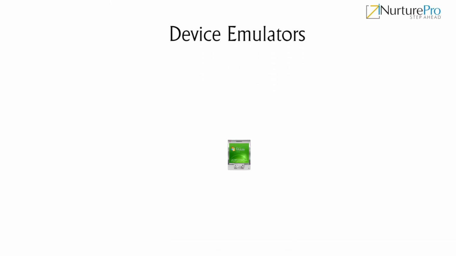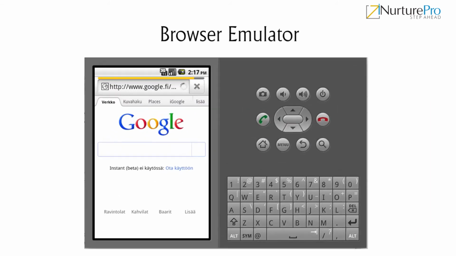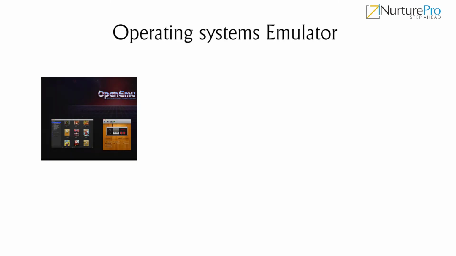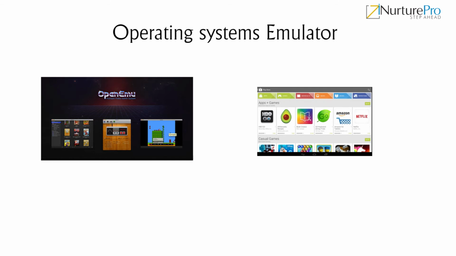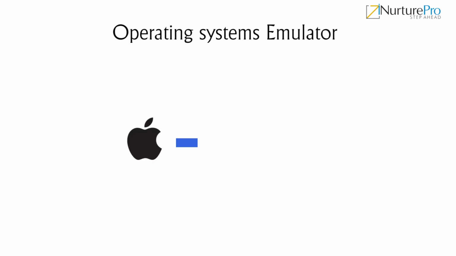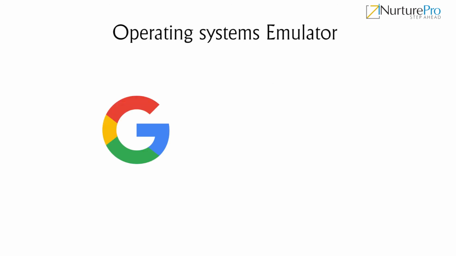Types of mobile emulators. Device emulator: these emulators are presented by the device manufacturers. Browser emulator: this type of emulator is used to simulate mobile browser environments. Operating systems emulator: there are some operating systems which work as an emulator for the mobile application installed on it. Apple provides emulators for iPhones, Microsoft for Windows phones, and Google for Android phones.